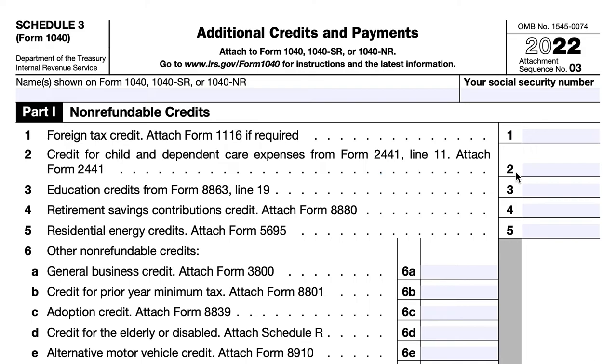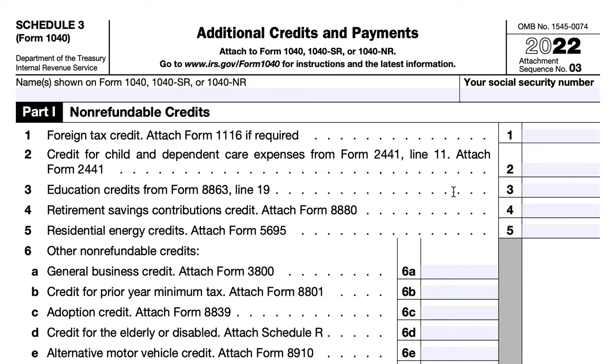In other words, it would be like if you had already prepaid $1,000 worth of taxes and your tax bill ended up being $500, you would get a $500 refund with your tax return. So that's the difference between non-refundable tax credits and refundable tax credits, and that's why they're reported in two different places on your Form 1040.